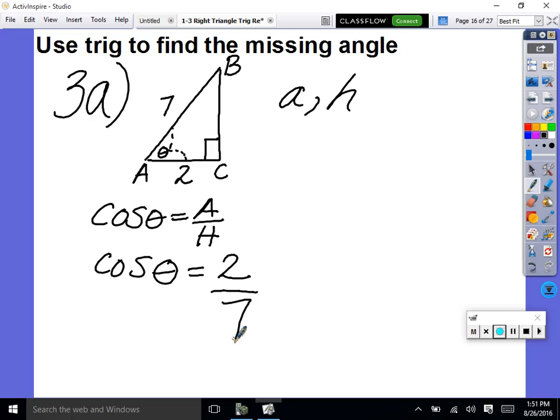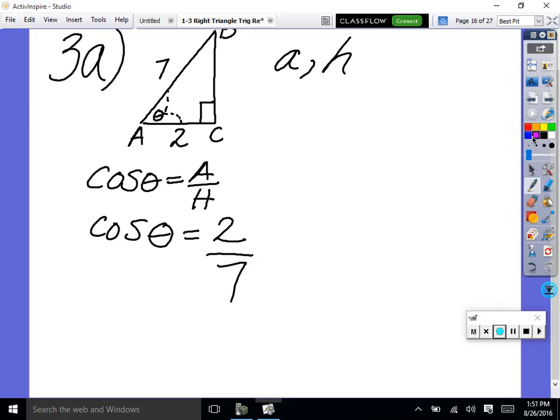Now look, this is where people get confused. If we have cosine of theta is equal to 2 over 7, are we trying to get theta alone? Right? Yeah. It's trapped inside cosine. So the only way to get this cosine to go away is to take the cosine inverse. You got to do that to both sides of the equation.